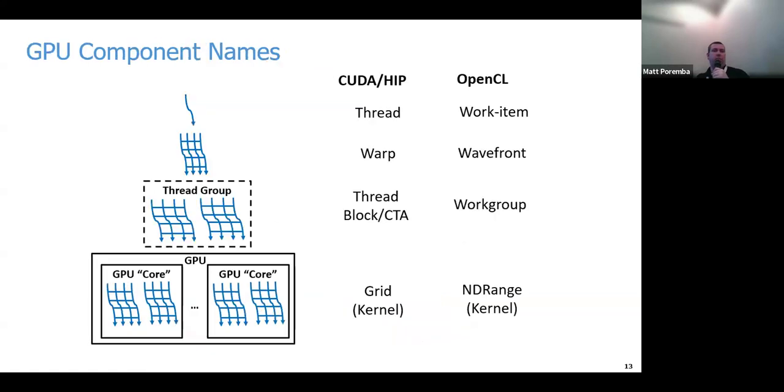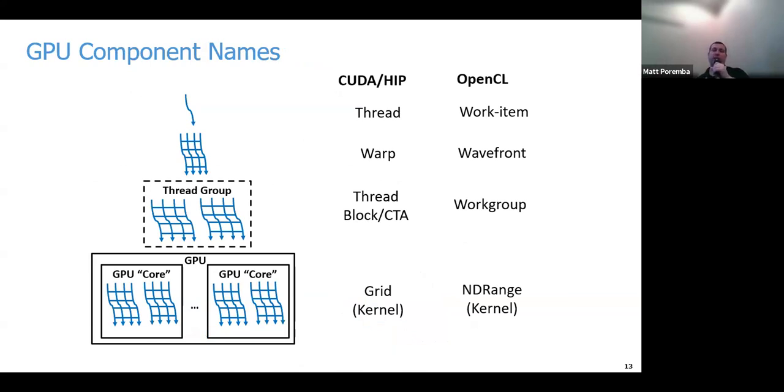And that's really what GPUs thrive on. So let's start giving names to all these abstract concepts I've been talking about thus far. A single one of those little squiggly blue lines is what CUDA and HIP... HIP is AMD's general purpose GPU programming language. CUDA is NVIDIA's general purpose GPU programming language. They call that a thread.